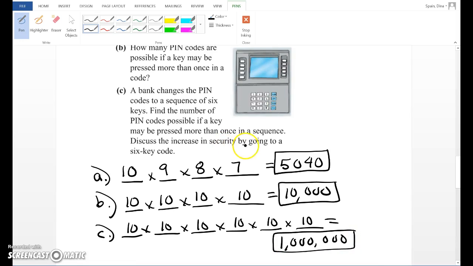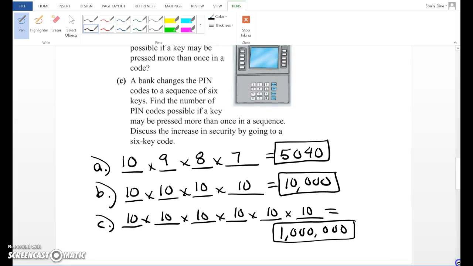And then it says, discuss the increased security by going to a 6-digit code. If someone was trying to hack your PIN and get into your bank account, if the PIN was only 4 digits, there's only 10,000 possibilities. But if your PIN code is 6 digits, there's 1 million different possibilities. So it's going to be harder for them to hack with a larger code. That's why sometimes they might want you to put letters in there or different characters. That just adds to the increased security. Alright, that's that example.